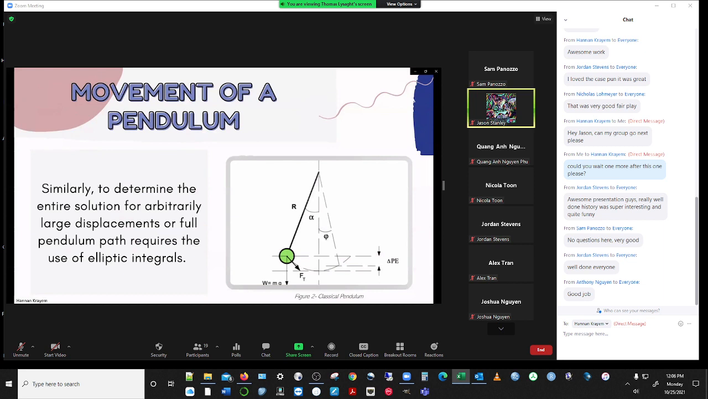Similarly, the position of a pendulum can be determined using a trigonometric function as a function of time for small angle oscillations, where m is equal to the mass of the pendulum, r is equal to the length of the pendulum, g is equal to acceleration of gravity, and alpha is the starting angle as illustrated in the figure below. But to determine the entire solution for arbitrarily large displacement or full pendulum path requires the use of elliptic integrals. Evidently, elliptic integrals occur in a wide variety of situations in the physics and mathematics world.